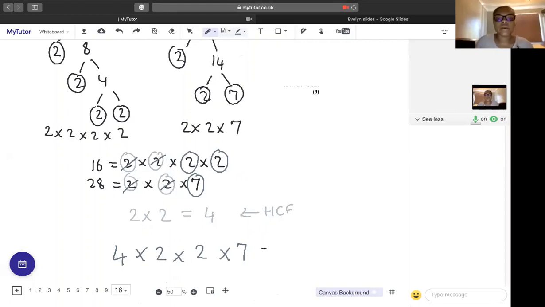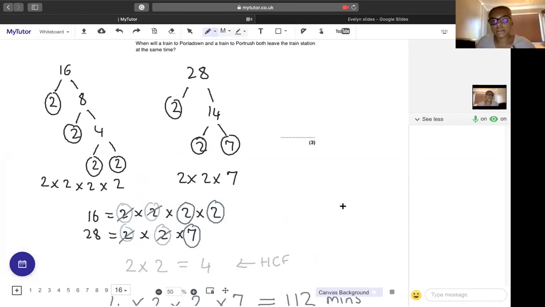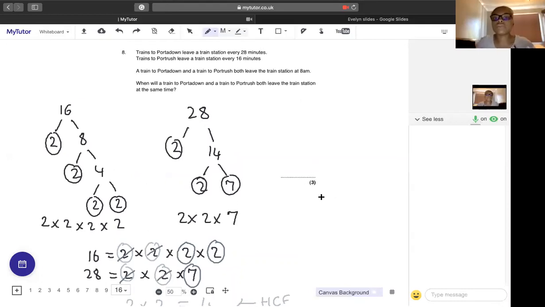So when we work this one out, 4 times 7 is 28, times 2 is 56, times 2 is 112. So 112 minutes later, the trains will both leave the train station at the same time. Now we haven't finished the question yet. This would only get you 2 marks.